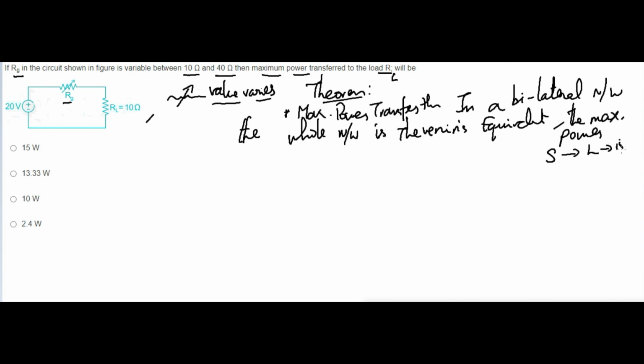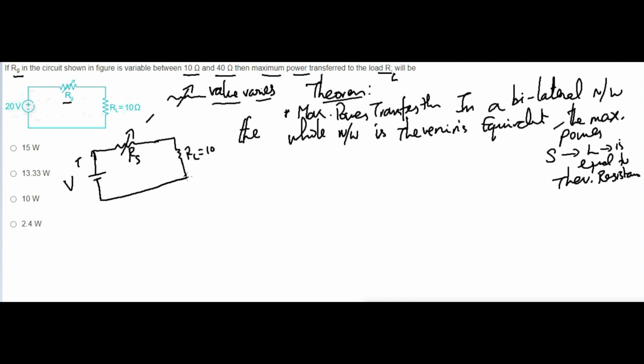And the load is equal to Thevenin's resistance, don't forget Thevenin's resistance. Next I go for the diagram. In this diagram, this 20 volt source is in a round form, so you have to make the simple voltage, the Thevenin's equivalent we have to find, and I is going like this. Then we have R available. Usually RG is now represented by RS, the source, and the next one RL is going to be 10. Just complete this diagram.